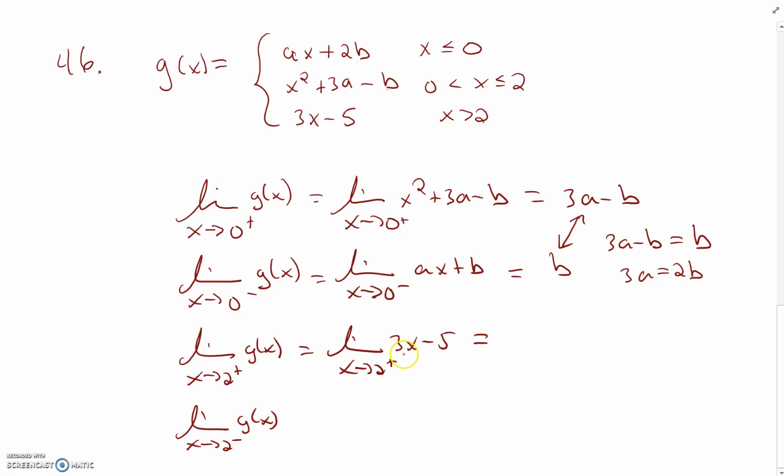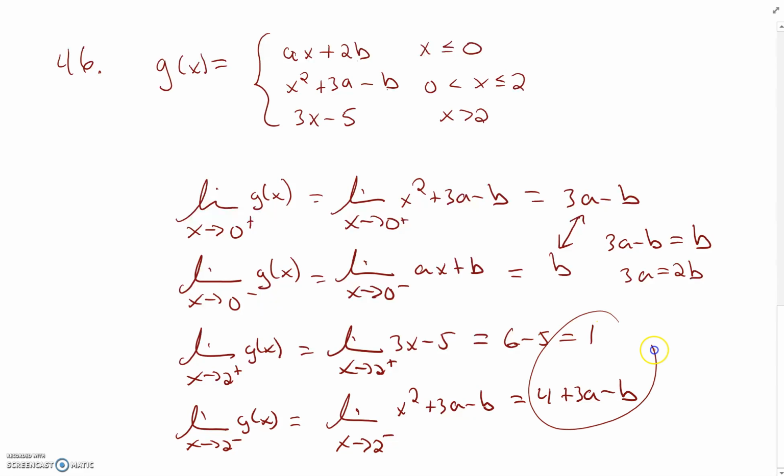Go ahead and calculate it. Plug 2 in there. You're going to get 6 minus 5 equals 1. Okay, maybe that's helpful. Limit as x approaches 2 from the left side. A little bit less than 2. That's right up in here. Just a little bit x less than 2. That's going to be x squared plus 3a minus b. Plug 2 into there. You get 4 plus 3a minus b.